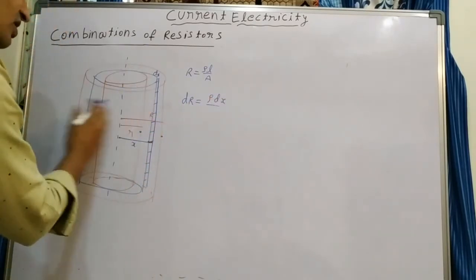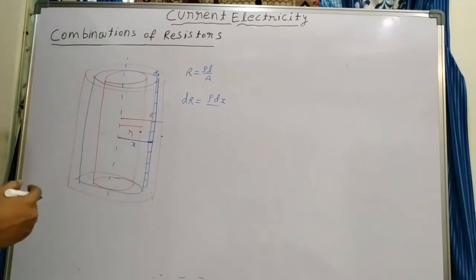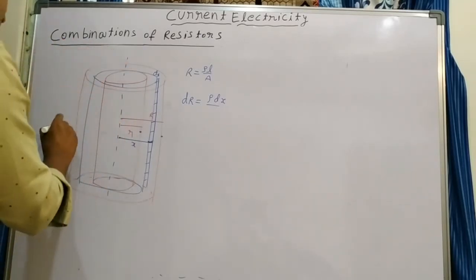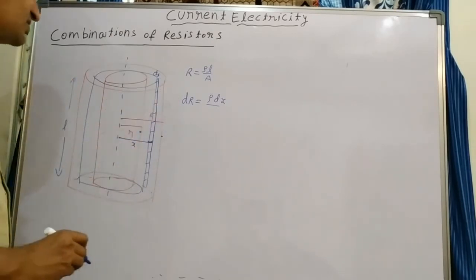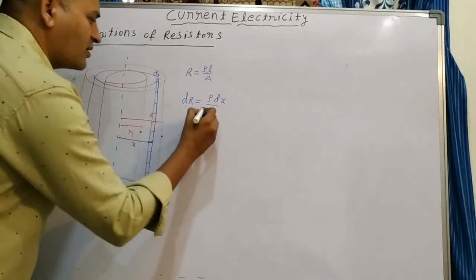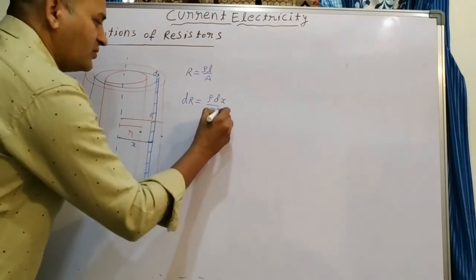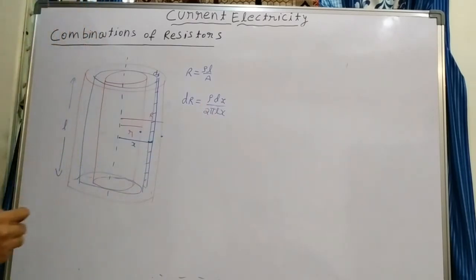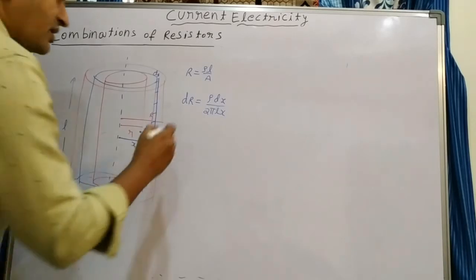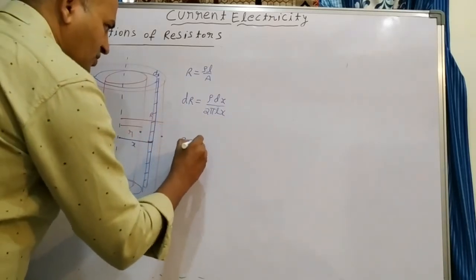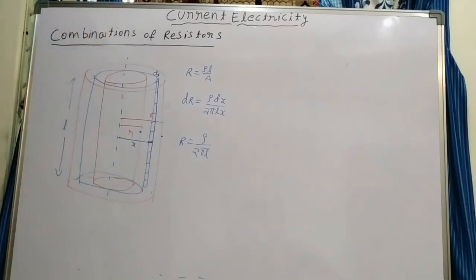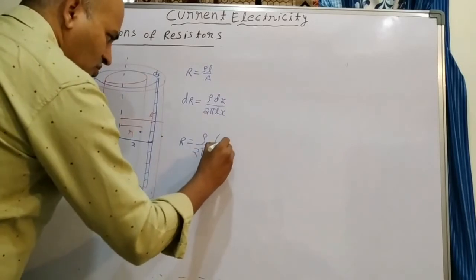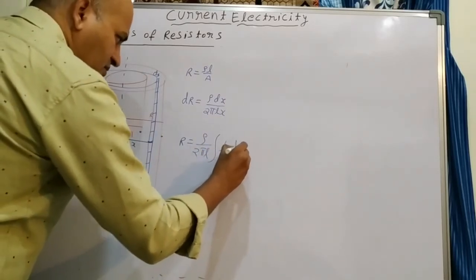What is the area? Area of the cylinder. We can take it as the surface area of the cylinder, if we know the length of the cylinder L. The curved surface area of the cylinder is 2 pi x L. Now apply integration to get total resistance. Total resistance is equal to rho by 2 pi L, which for the given cylinder is constant, times the integral of 1 by x dx.